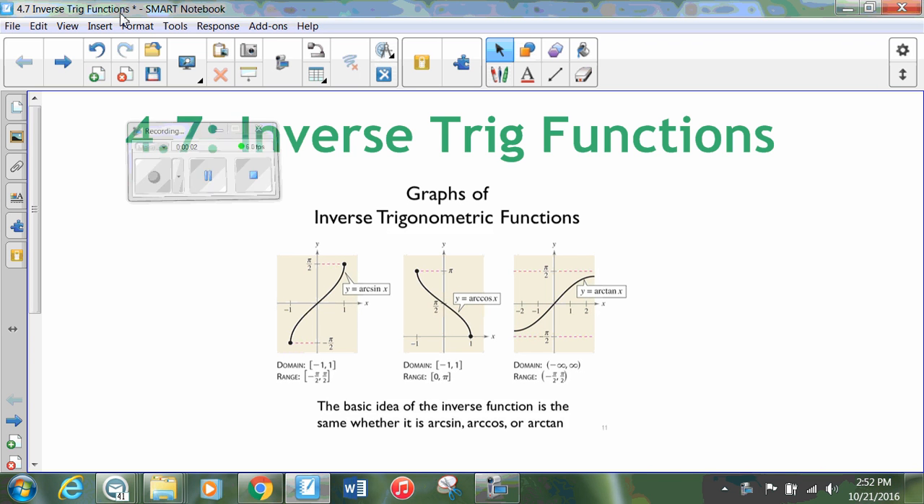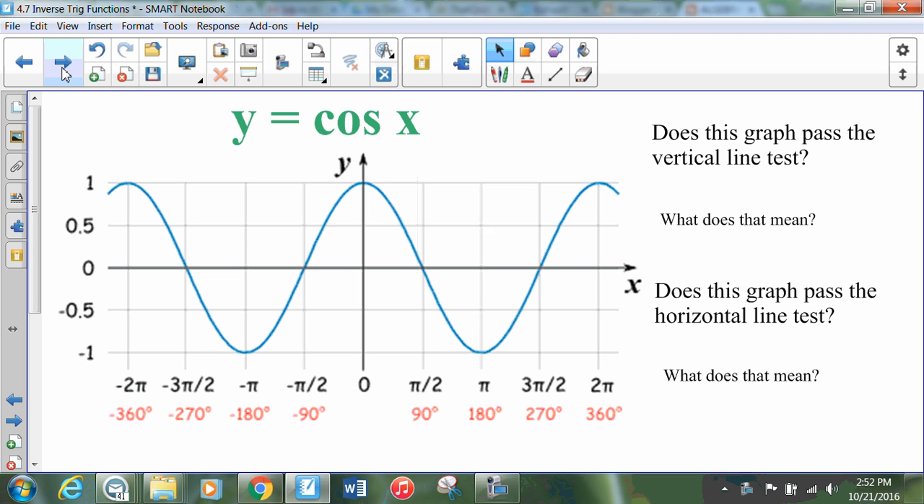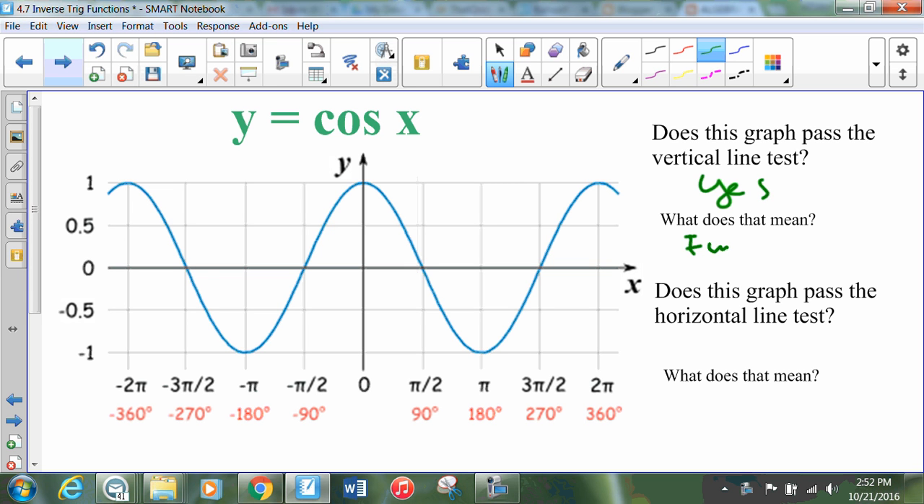Okay, today's little mini tutorial will be over 4.7 inverse trig functions. And what I tried to do in class was to set up where these inverse functions really come from. So we're looking at the graph of cosine x, and we know that it does pass the vertical line test, right? Because it is a function. If you put a vertical line through that, it's going to pass. It means that it's a function.